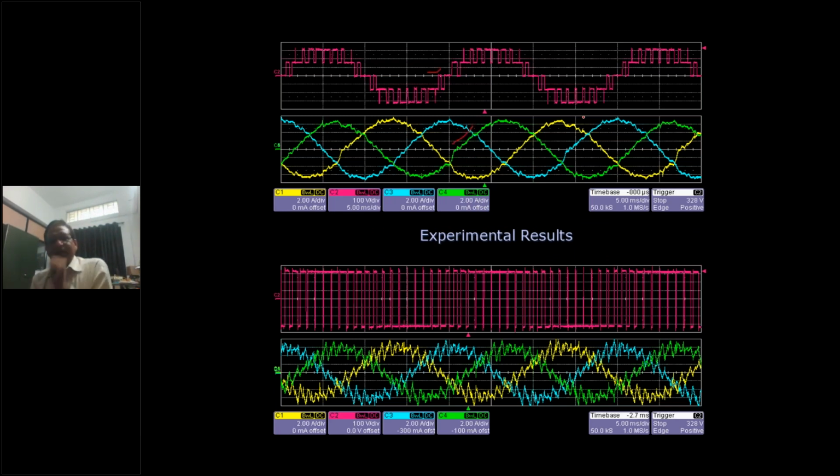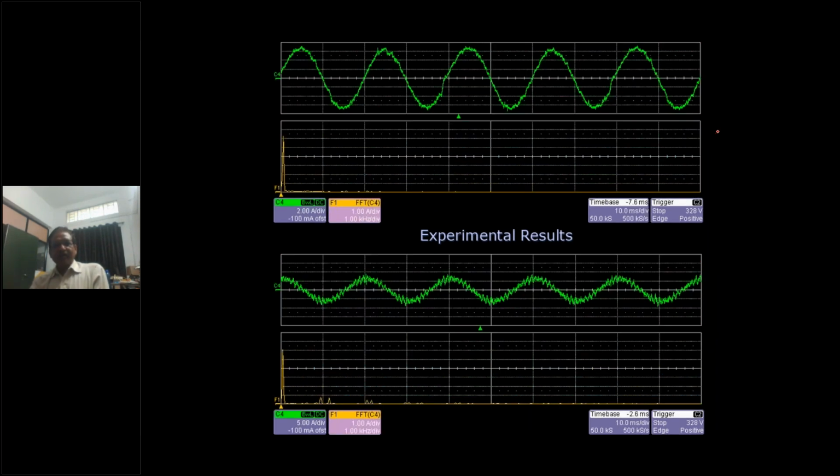Here is a comparison: the 2-level output voltage, the 5-level output voltage, the 2-level current, and the 5-level current. The switching frequency is the same in both cases. If you see the THD in this case, lower order harmonics are almost not appearing here. Here you will get a little bit of lower order harmonics at the switching frequency.